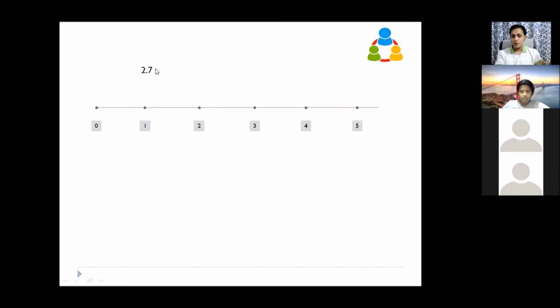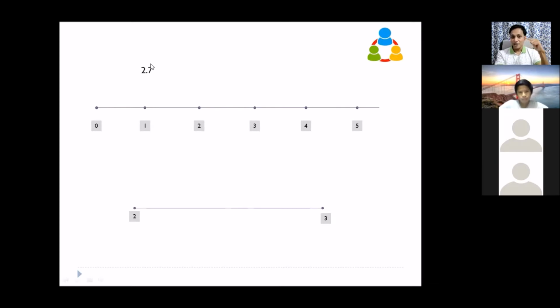Where does 2.7 fall in this picture? Mark it. Between 2 and 3, right? How do we know where in between 2 and 3? Divide it in 10 parts, then the 7th. Why divide it into 10 parts? Why not 100 parts? Yeah, this is a base 10 system. So you divide this into 10 parts.